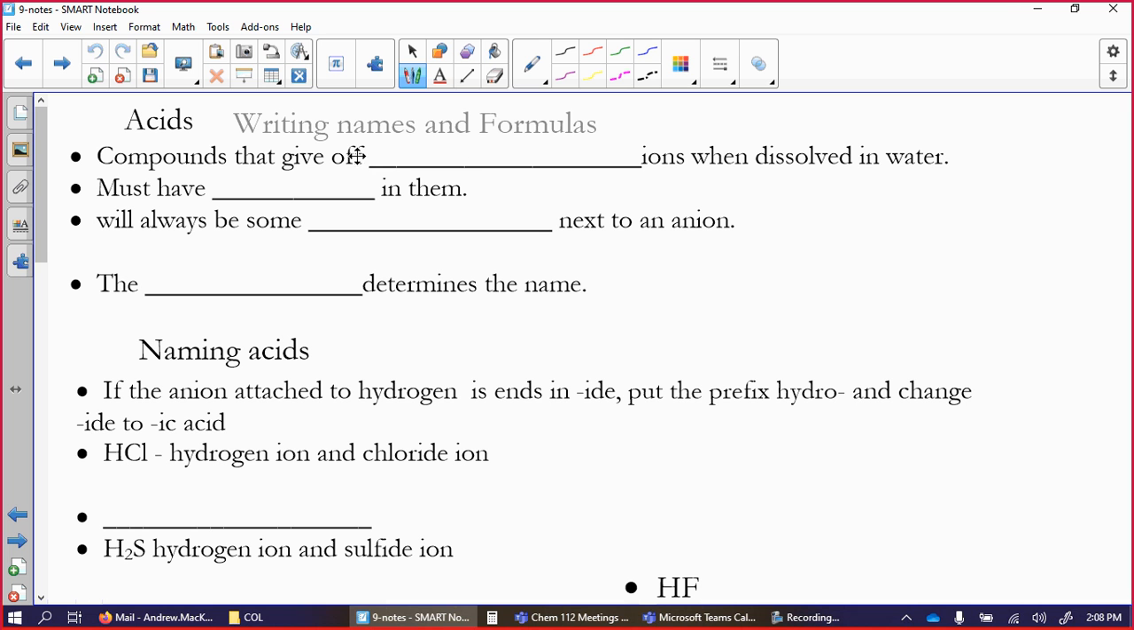So, acids for grade 11, they give off hydrogen ions. You dissolve them in water, you get H pluses. And we're going to talk hopefully about dissolving things in water later. So because of this, they have to have an H and something. There will always be some hydrogen next to an anion. This is all somewhat redundant.